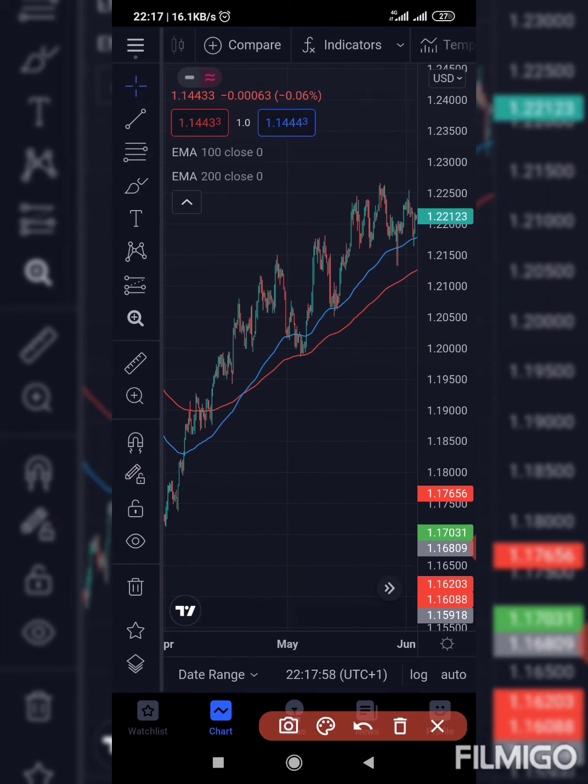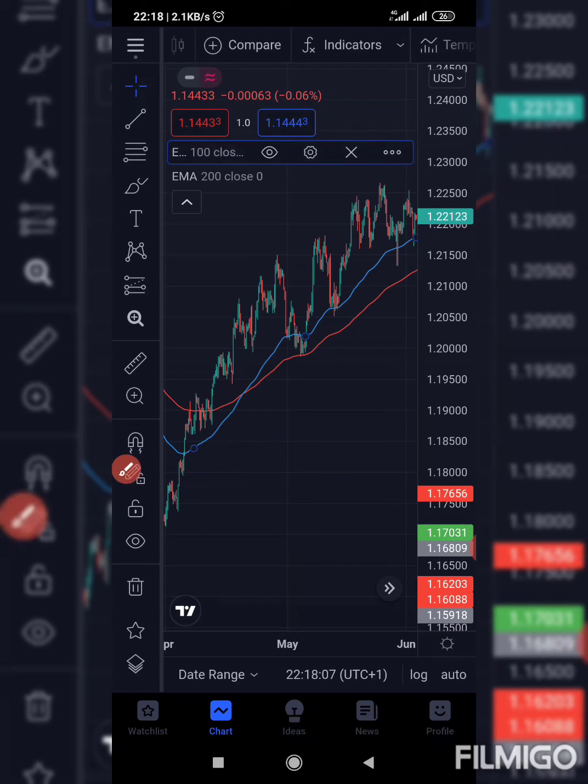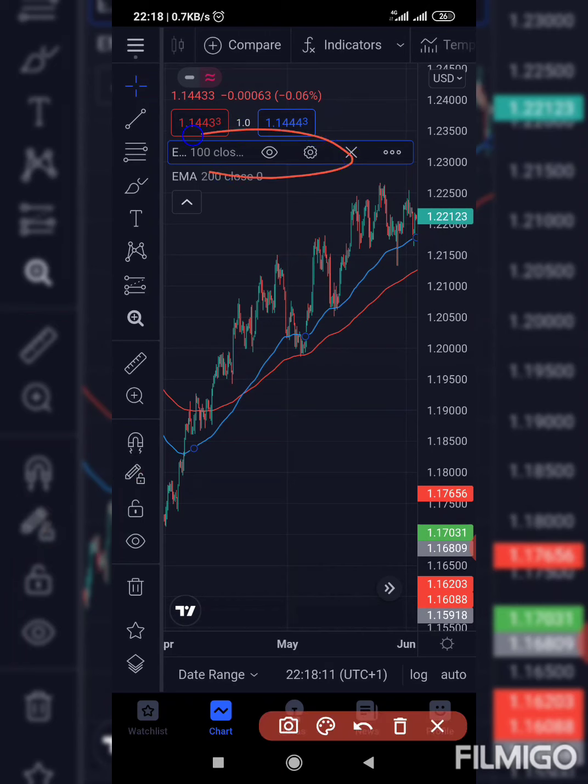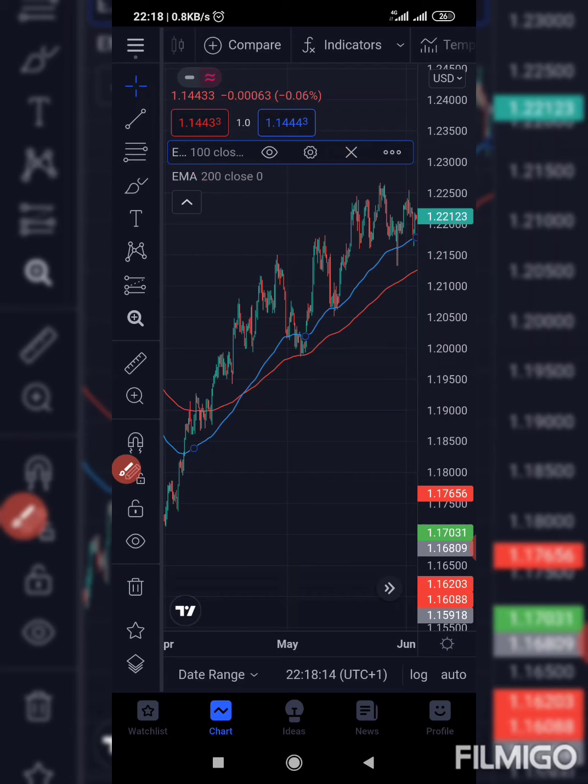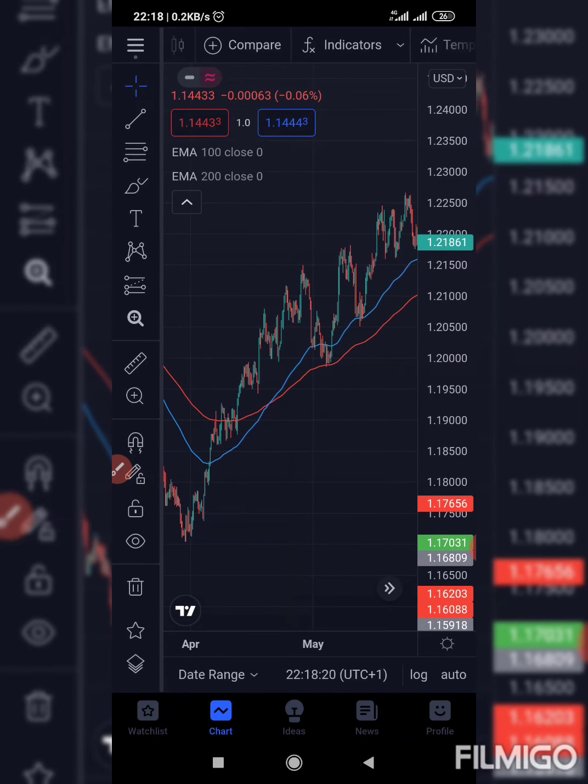Can you see it? Golden cross happens here when the smaller one, which is the 100 moving average, as you can see, if you tap on it, the 100 moving average is the one in blue, while the red is the one of 200 moving average. Now you see that the blue moving average is crossing the red to the top, from below to the upside.